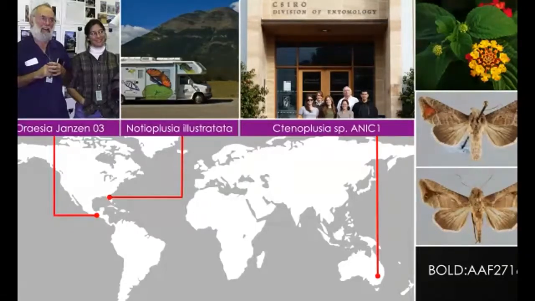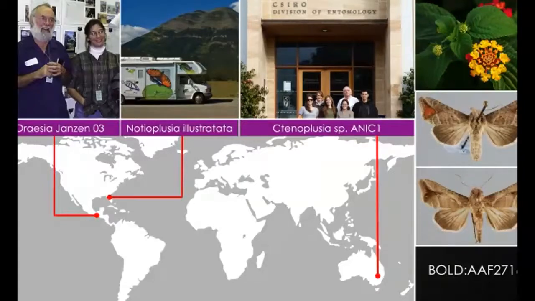A collection initiative at the University of Florida, going through their collection, barcoded a specimen labeled Notre Plusiella strata. And Paul Hebert led a research group at ANIC, the Australian National Insect Collection in Australia, where they barcoded a similar looking moth named Tinoplusia sp. ANIC 1. The BIN system runs continuously, analyzing new data as it comes in, and it analyzed these three barcodes and said definitively, these are one species.